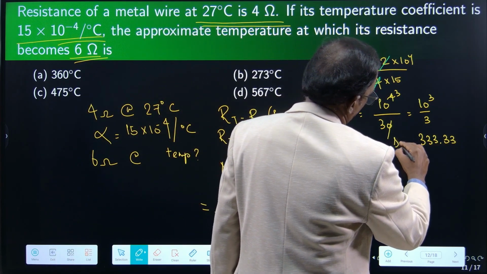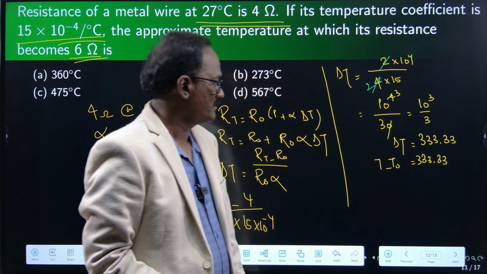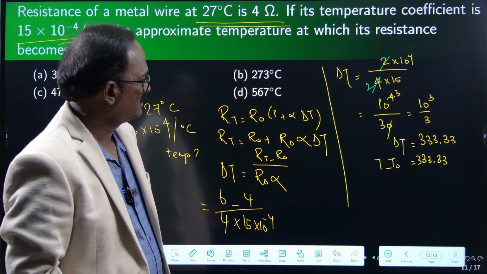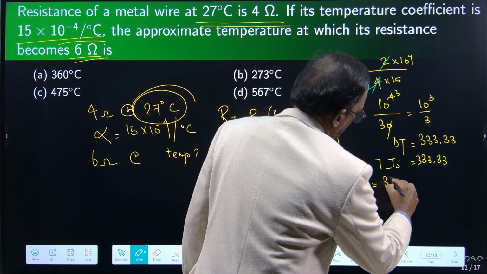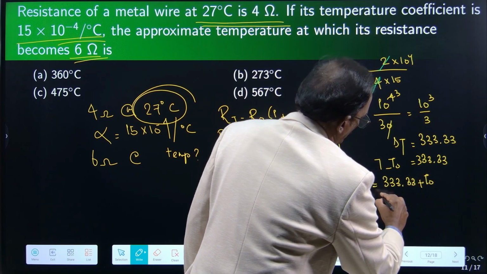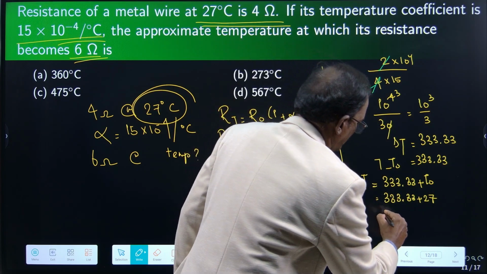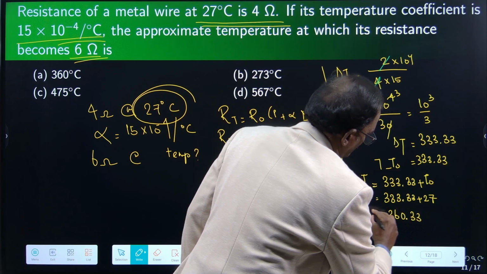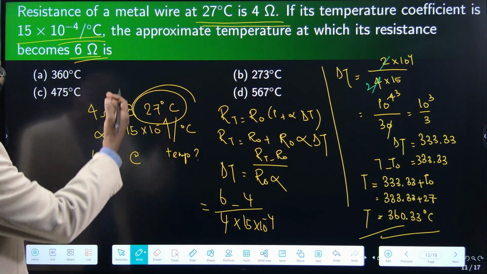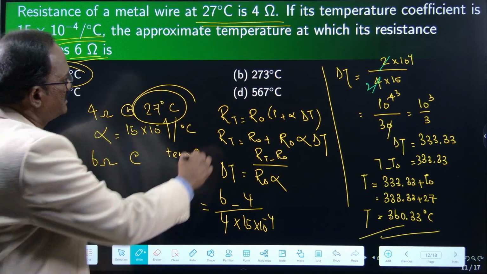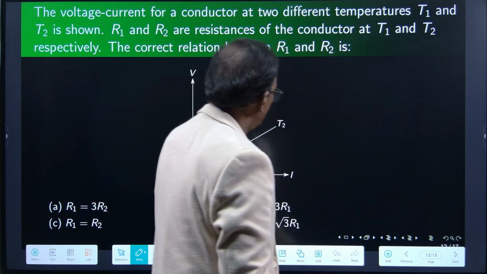Delta T is T minus TO. Final value minus initial value. TO is 27 degrees Celsius, the initial value. So T is equal to 333.33 plus TO, which is 27. 27 plus 333 is 360.33. That is the answer. The other options are 273, 567, and 475. This one.